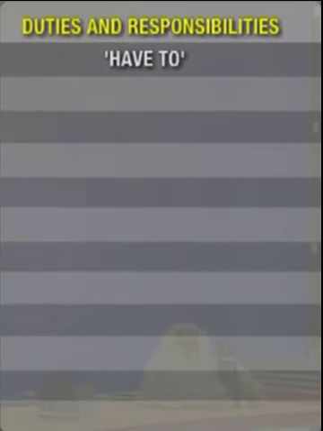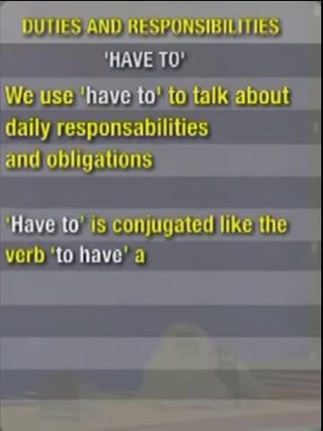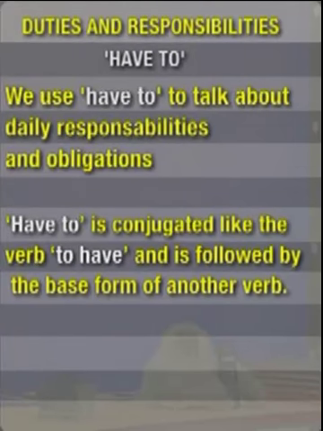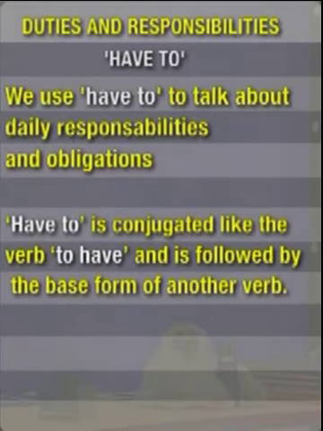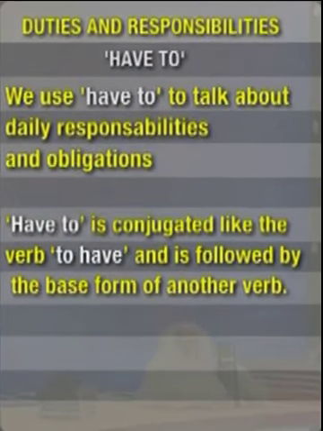Now, so, have to, for daily responsibilities and obligations. Now, we use the verb have, which is conjugated. I have, you have, he has, she has, it has, we have, you have, they have, sorry. Then we add to, have to. Okay, that's very important. Then we add the infinitive.